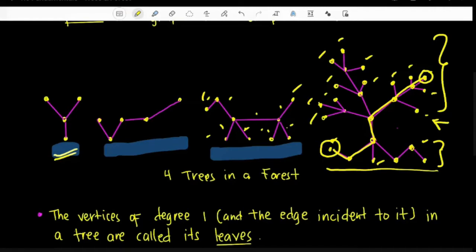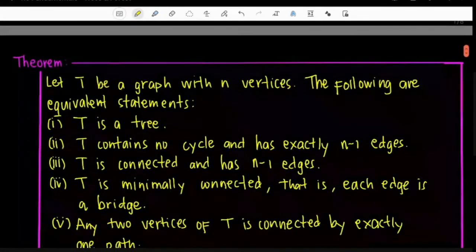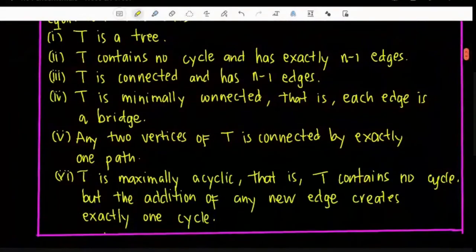For example, let's take another two vertices. Let's take this vertex here and a vertex on its root. To connect them, we need to take this path. But as you can see, there's no other path wherein these two vertices are connected but this path alone. So any two vertices are connected by a unique path. Exactly one path.